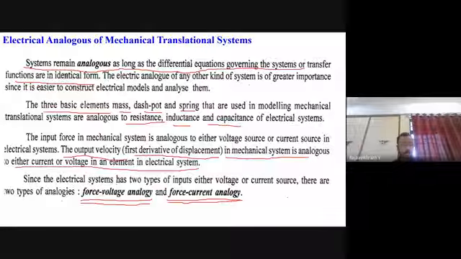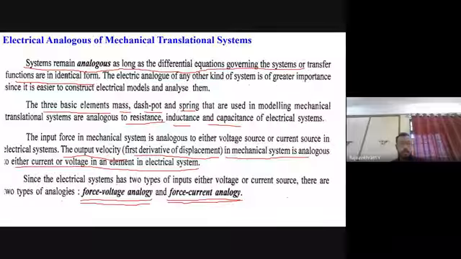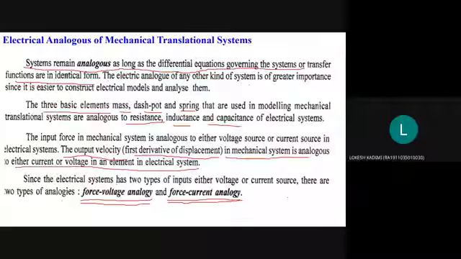So shall we move on next slide? Shall I move on next slide? You have any doubt in this? Mechanical to electrical system. Yes, any doubt? Yes, any doubt? Shall I move on next slide? Yes, sir.